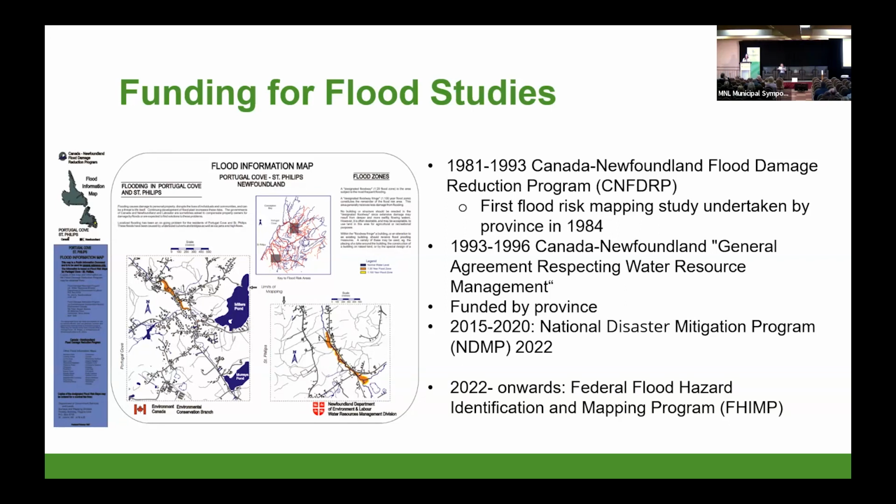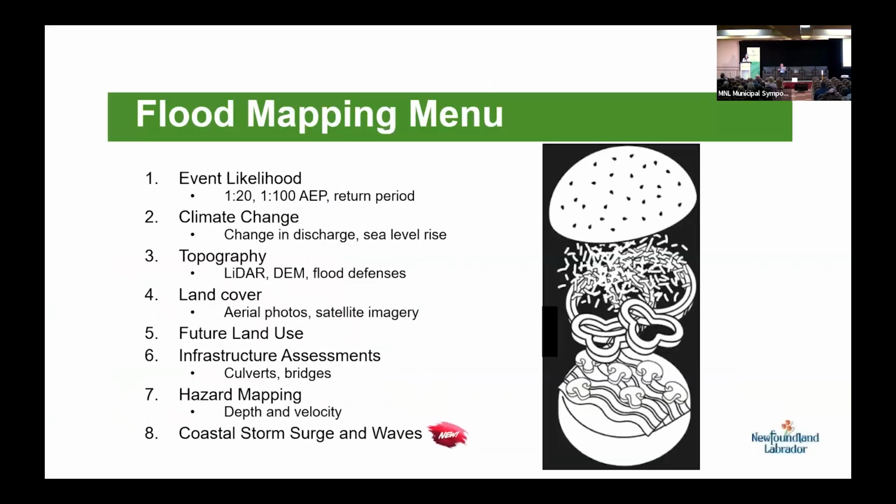Right now, since 2022, it's called the Flood Hazard Identification and Mapping Program. Basically the feds put up 50% of the cost and the province the other 50%, and that's how we pay for the flood studies. We are expecting this program to extend into a phase 2, eventually a phase 3. So there should be sustained federal and provincial funding for flood studies in the next few years.